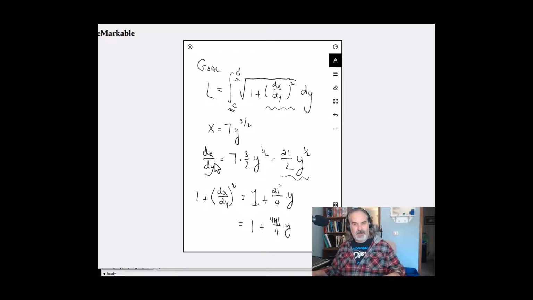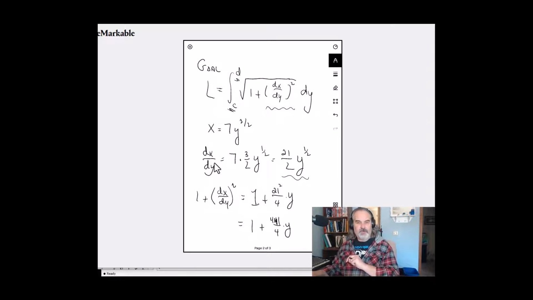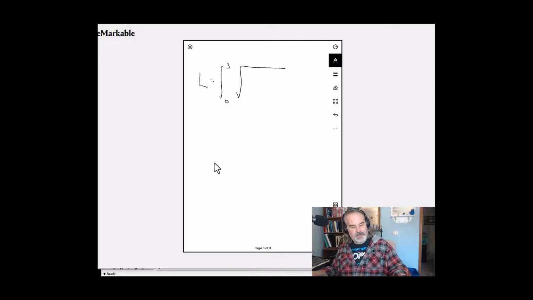Okay, and so I'm going to flip the page here. The arc length we want, remember we're going from 0 to 3, and now we have the square root of this quantity that we just created. So I've got the square root of 1 plus 441y over 4 dy. Now, this integral is doable by hand. So just for funsies, let's do it.